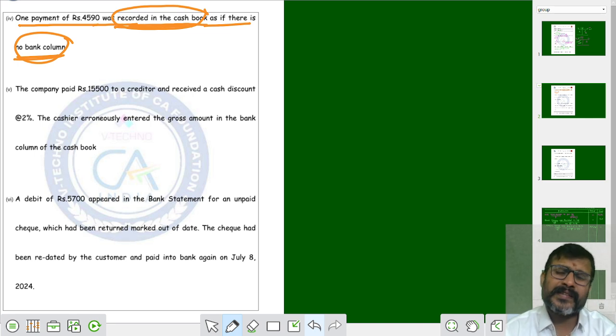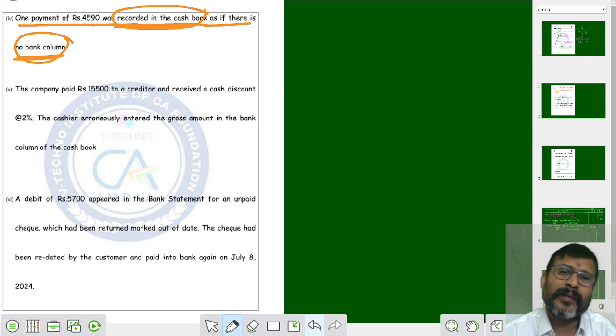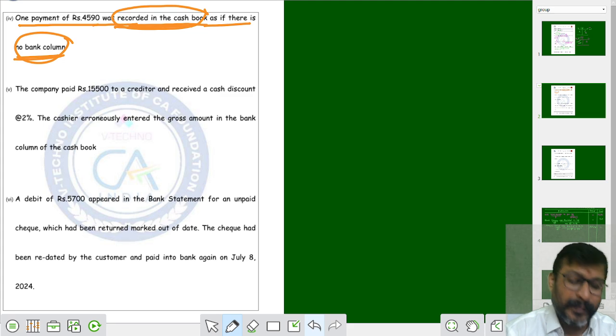Because BRS considers only the bank column. He is telling that as if there is no bank column. What do you mean by that? Though it is entered in the cash book, we can come to the conclusion that there is no entry in the cash book because of the absence of the bank column.